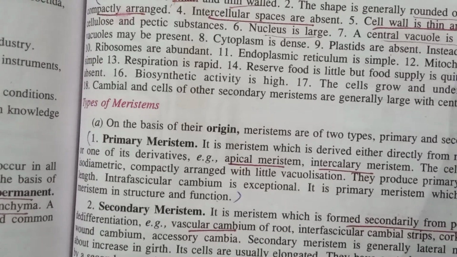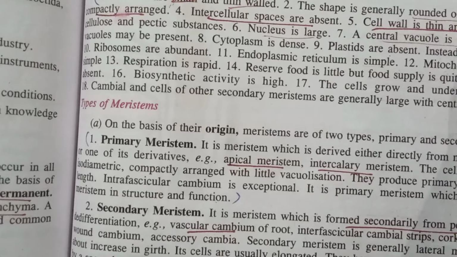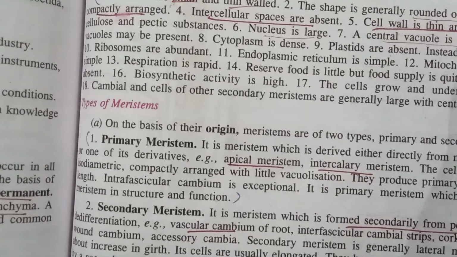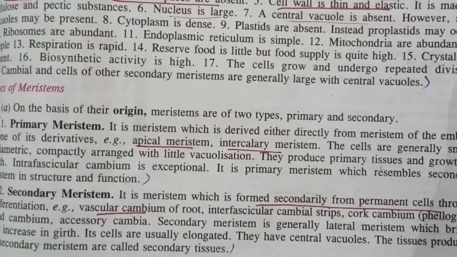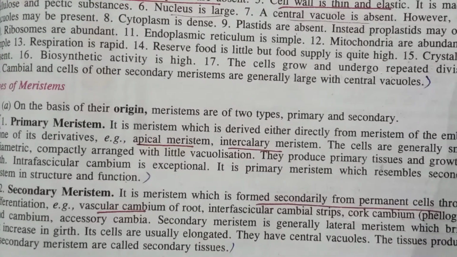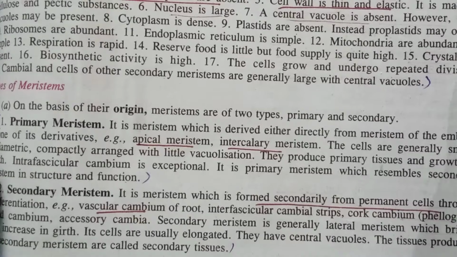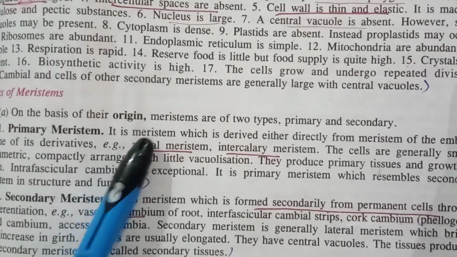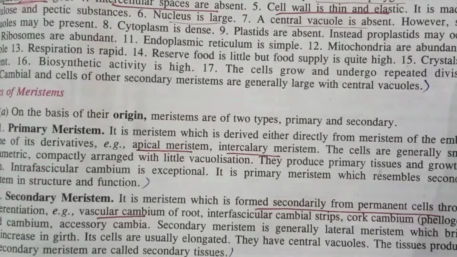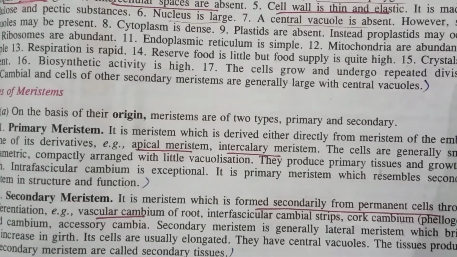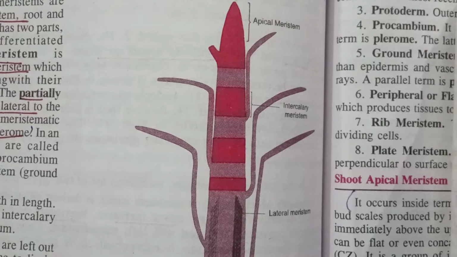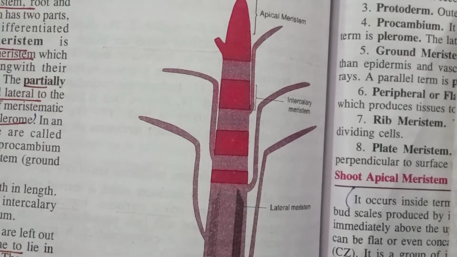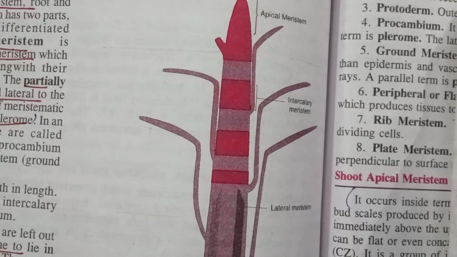Okay. Then secondary meristem means they are formed secondarily from the permanent cells. So like vascular cambium and interfascicular cambium, these are considered under the secondary meristem. So based on the origin, meristematic tissues can be either primary meristem or secondary meristem. Again, based upon the position of the meristematic tissue, where they are present, it can be of three types.